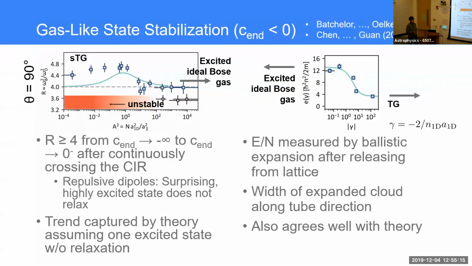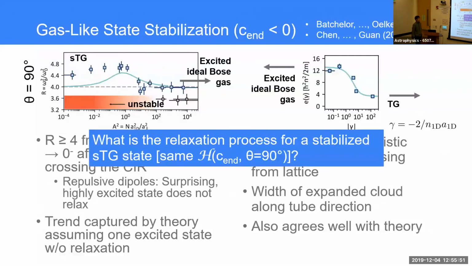In addition, we also measure the energy density, or energy per particle, of this dipolar stabilized super Tonks gas. This is done by simply performing ballistic expansion, releasing your atoms from the lattice. After a long time expansion, you can extract the width of the expanded cloud along the axial direction, hence the energy density. This also agrees quite well with the theory, shown in teal here. The y-axis is the energy density in some normalized unit, and the x-axis is the gamma interaction parameter, which you can just think of as proportional to C, the coupling strength.